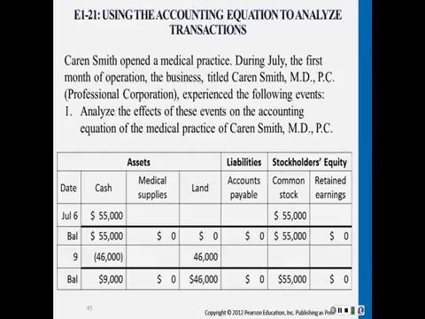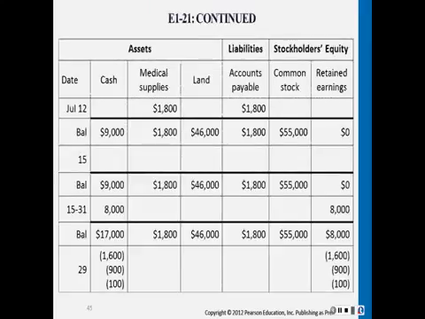Okay, the next transaction on the 9th, she purchased land for cash. Cash decreased $46,000. Land increased $46,000. Now both of these transactions were on one side of the equation. So if we look at the big picture, both sides of the equation are in balance.